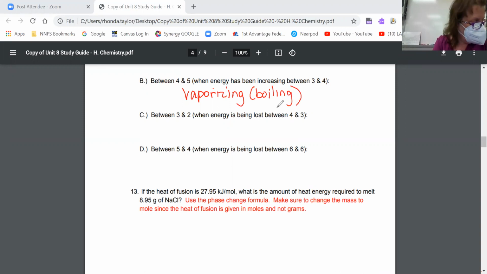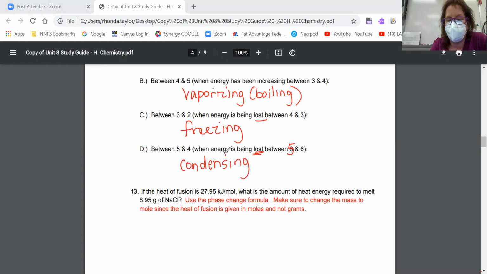All right, between 3 and 2, now this one's saying as the energy is being lost, so we're going the opposite direction. So that's freezing, liquid to a solid. And the next one, between 5 and 4, and again, energy is being lost, so it's reducing in temperature. That should actually say between 5 and 6. So that's when it's going from the gas to the liquid, so that's condensing. Okay, so this was the homework, actually last night's homework, or was due last night anyway, when you guys had one of these graphs you had to label and answer questions about.